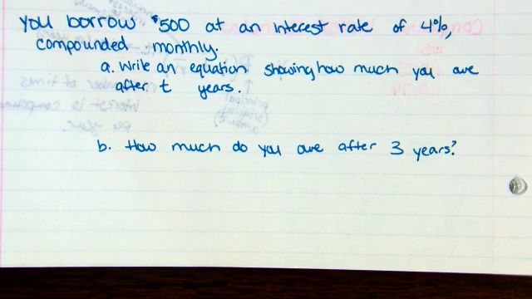I would like you to try this problem on your own. You borrow $500 at an interest rate of 4% compounded monthly. For part A, write an equation showing how much you owe after t years. And for part B, how much do you owe after 3 years? So pause, try and come up with your equation, and then hit play and see if you're on the right track.